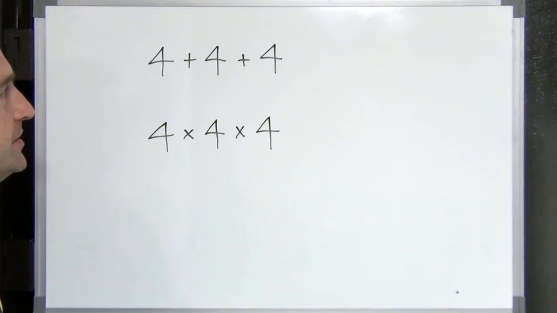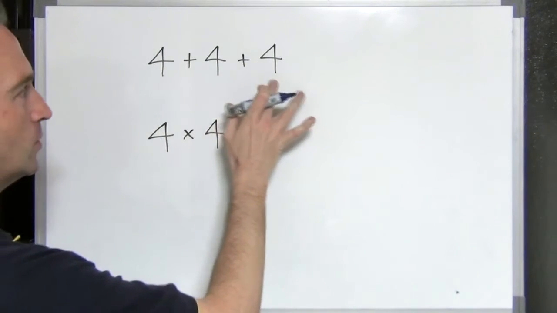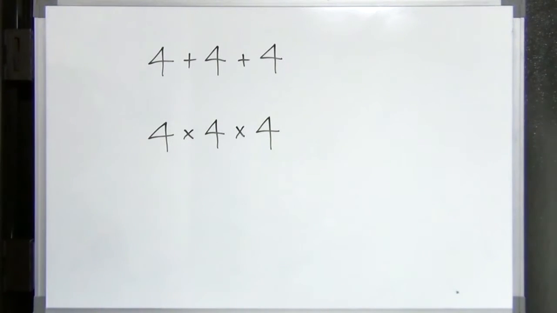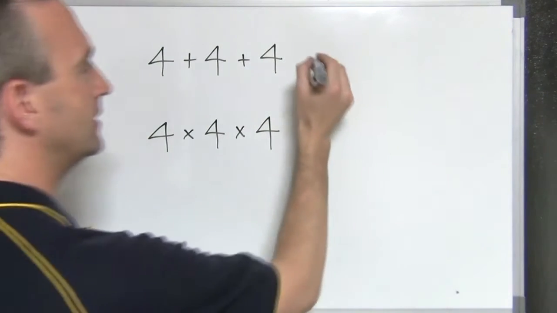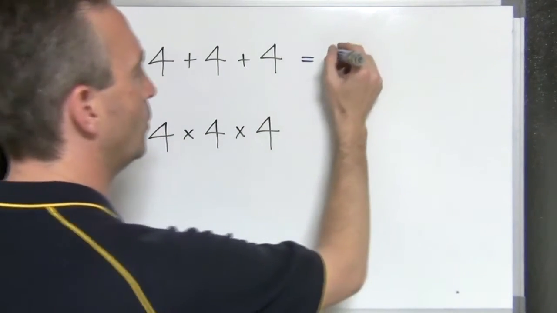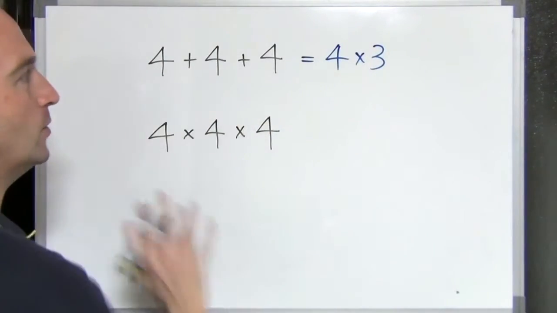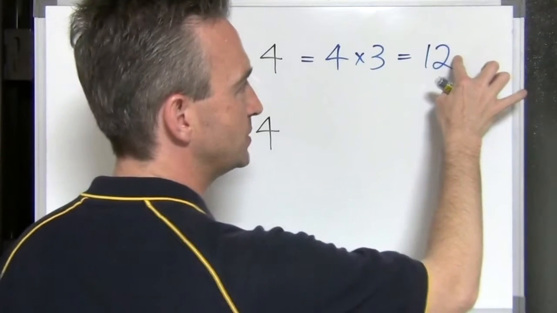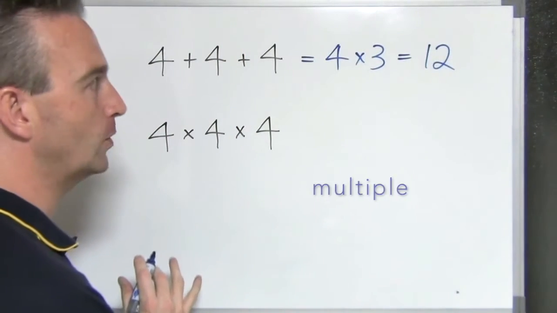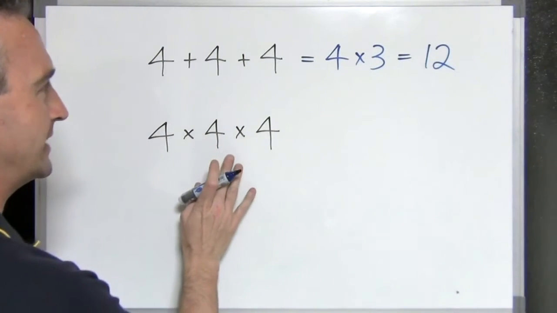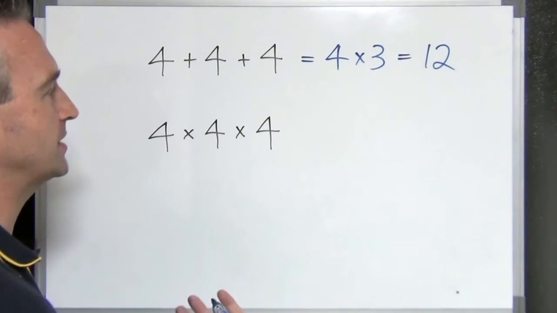The first one is an addition, 4 plus 4 plus 4. Without evaluating it just yet, what's another way I can write that? The other way I can write that is 4 times 3. Okay, there are 3 lots of 4. So in other words, we could say that 12 is a multiple of 4. If we're looking at a multiplication, this is where exponents come into it.